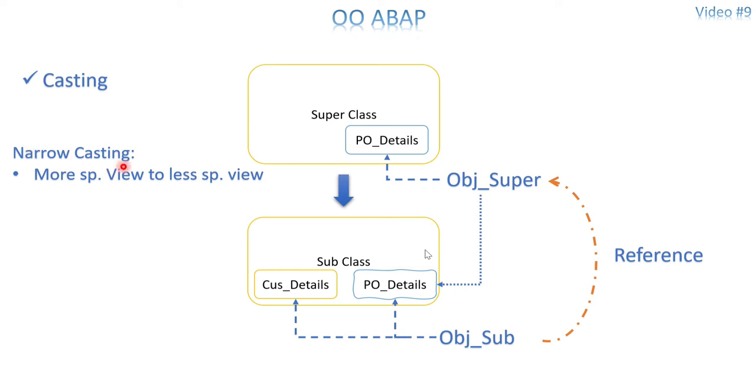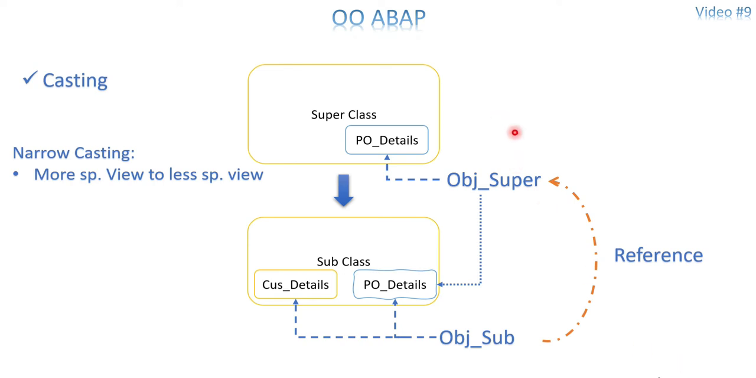Why is it called narrow casting? The subclass is a more specific view, meaning more objects, more methods, more attributes, and everything is available. The superclass has fewer attributes and fewer methods, because it only has its own information, but the subclass can have more information. That's why they say more specific to less specific. So it's called narrow casting. Subclass object reference transferred to superclass object reference, that business scenario is called narrow casting.